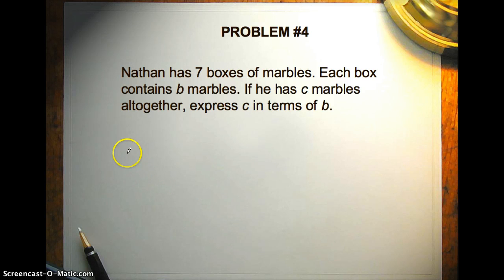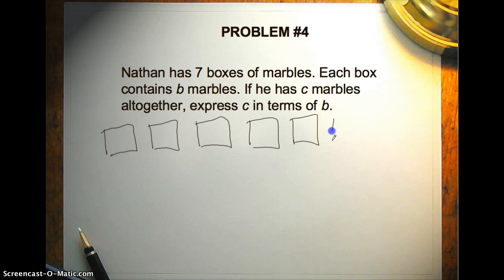Nathan has 7 boxes of marbles. Each box contains B marbles. So we have 7 boxes. We can even draw this out. 1, 2, 3, 4, 5, 6, 7. Each box contains B marbles. So 1, 2, 3, 4, 5, 6, 7. If he has C marbles all together, express C in terms of B.